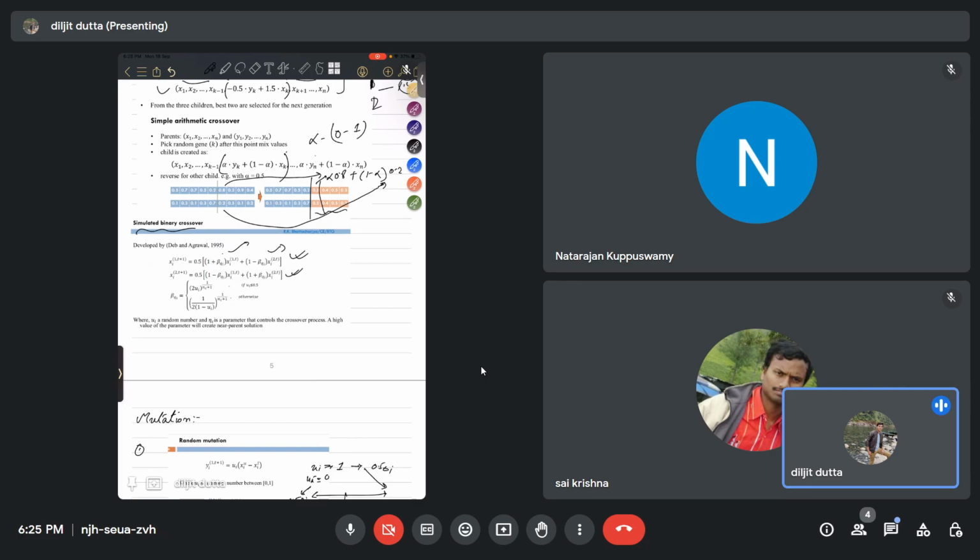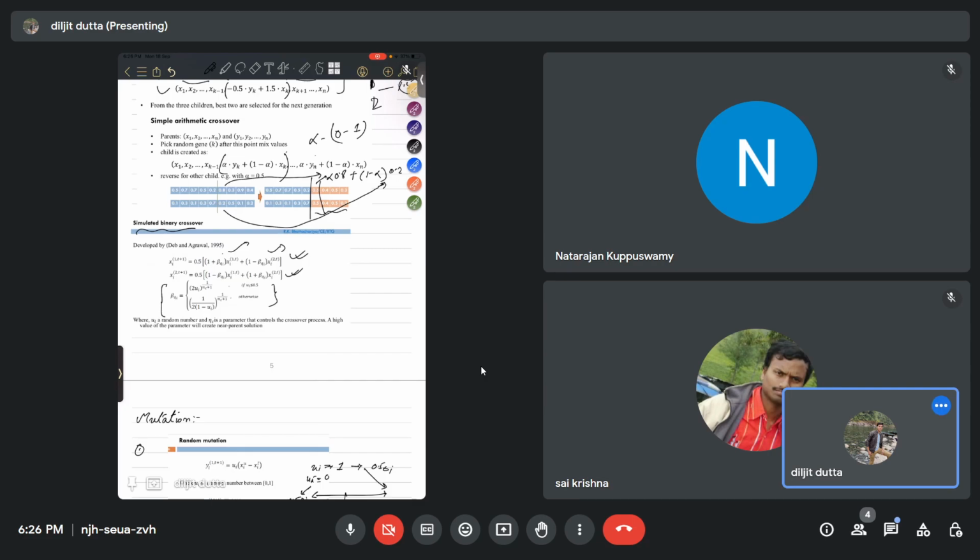And now how do we define beta? Beta is defined by this formula: beta is 2 ui to the power 1 by nc plus 1. Now what is ui? ui is a randomly generated number. A random number can be generated; I will show you in the next lecture. I think we'll be doing some coding, solving a general GA problem using coding.